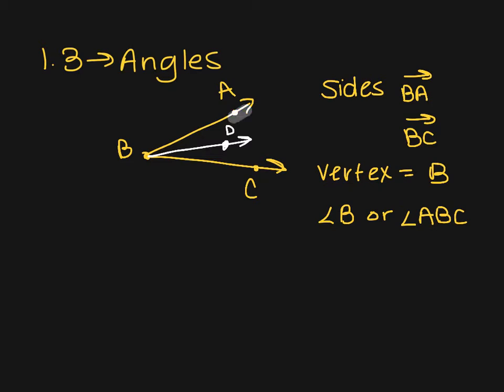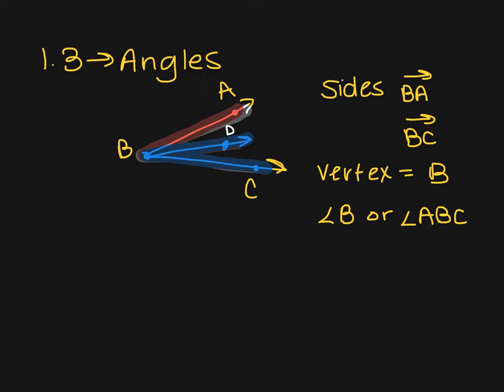So if I was describing the big angle, I'd have to call it ABC. If I was referring to the top angle, it would be ABD. And if I was referring to the bottom angle, it'd be DBC. So as soon as that vertex is shared by more than one angle, you can no longer use the single letter. You'd have to use the 3.